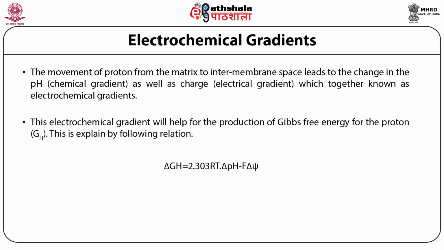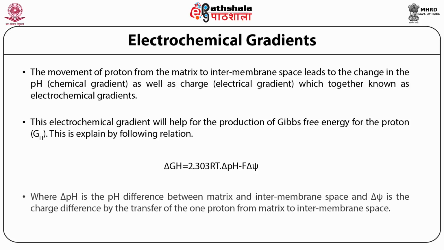where delta G equals 2.303 RT delta pH plus F delta psi, where delta pH is a chemical gradient between the matrix and intermembrane space, or sometimes it is calculated when one proton moves from the matrix to the intermembrane space, and what the pH difference is when one proton is present in addition to the previous proton in the intermembrane space. Delta psi can be calculated in a similar way. Taken together, 2.303 RT delta pH represents the chemical gradient and F delta psi represents the electrical gradient.